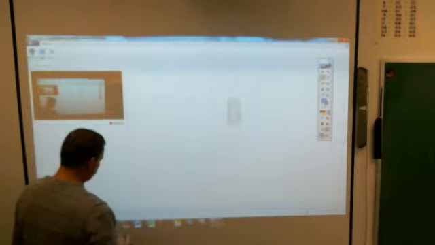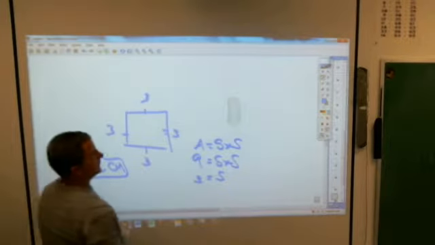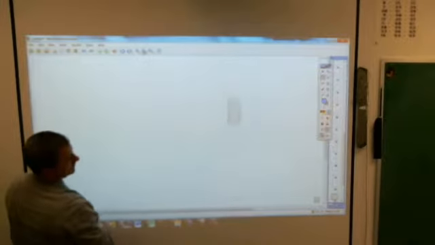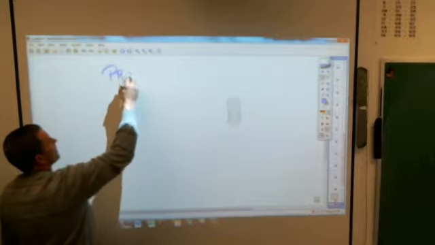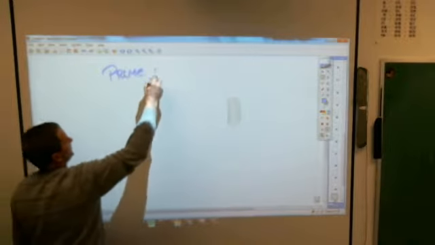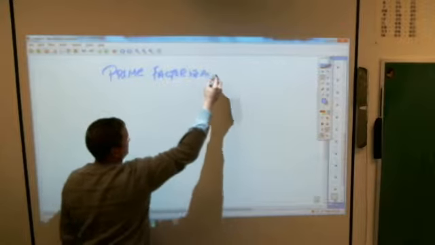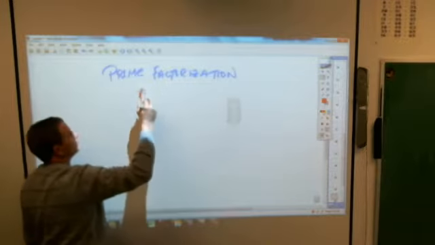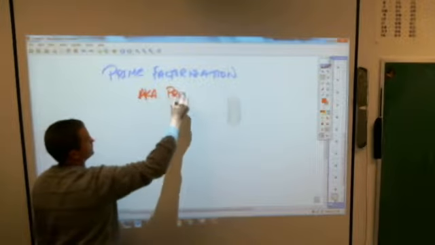Blank piece of paper. This has multiple titles. Let's pick this one. It is Prime Factorization. Also known as, aka, product of primes.